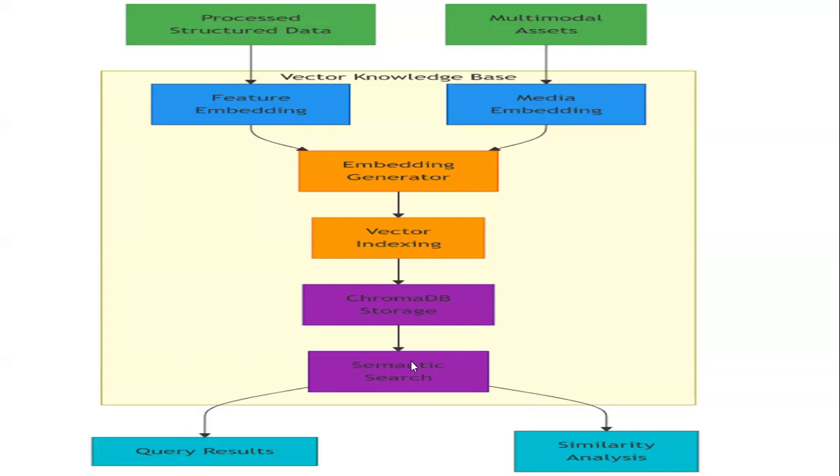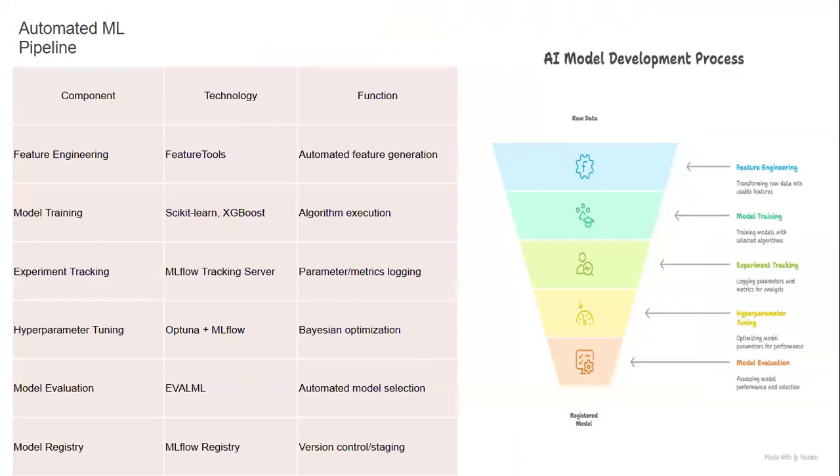Now our data is converted into vectors, and it is ready for the automated AI pipeline. Our automated AI pipeline orchestrates the entire model development life cycle. Feature engineering is automated with Featuretools, while for model training you can see we use the scikit-learn library and XGBoost model for algorithm execution. Then MLflow, here we use to track experiments and manage the model registry, while Optuna enables hyperparameter tuning.